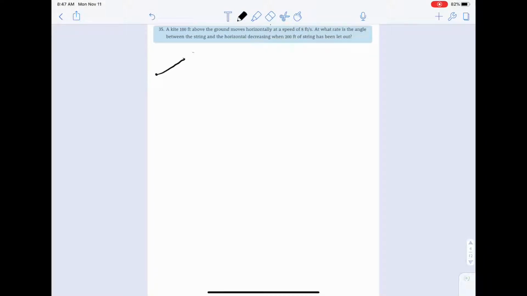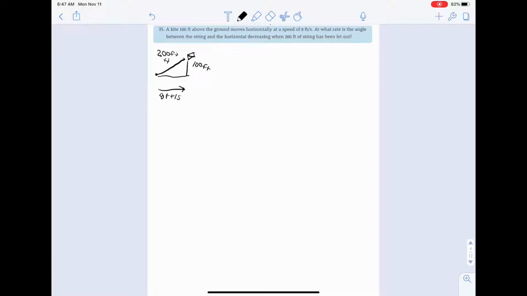the kite, like this. And we know it is 100 feet above the ground, so that'd be right here. And then it moves horizontally at a speed of 8 feet per second. So this is 8 feet per second. And then we also know that 200 feet of string has been let out. So that's indicating that this part right here, which we'll call h, is 200 feet.